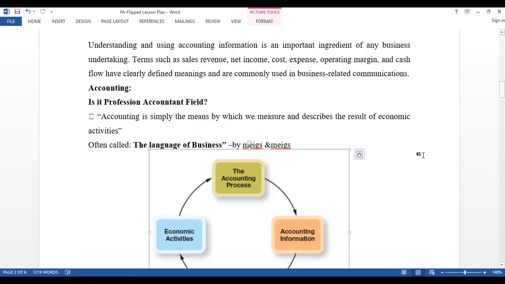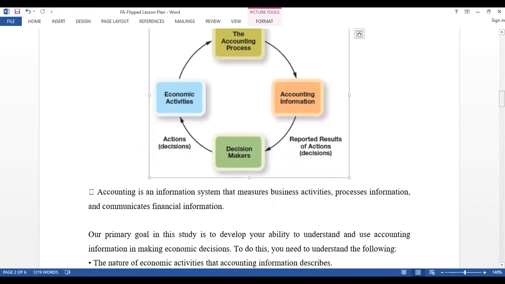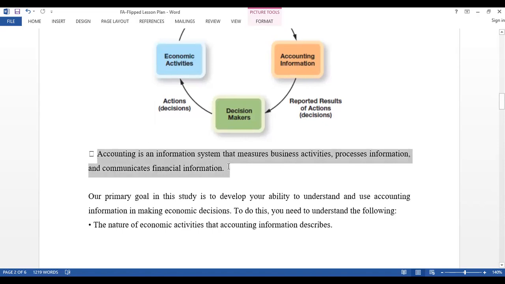Okay. Now further we come to our point, the detailed notes, and accounting information where business activity procedure is something related to accounting. Again, you can read it, and you can easily define the accounting financial information. Our primary goal is to develop your ability to understand and use accounting information in making decisions. Okay, now come to our slides.